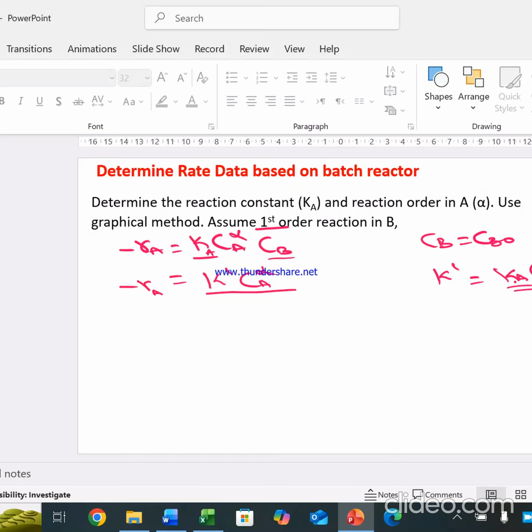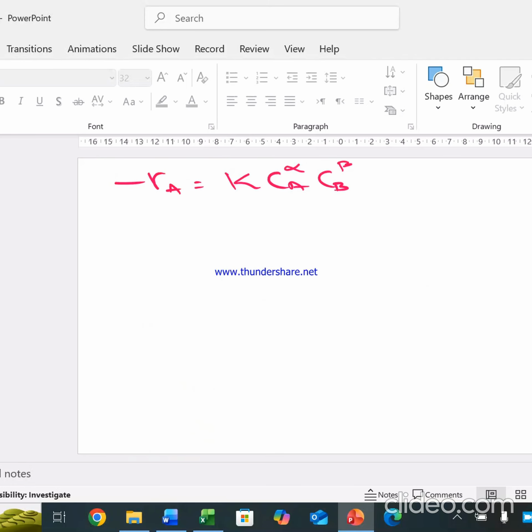So in order to now estimate our k and alpha, we need to, first of all, remember the data here is from batch. So we need to recall the batch design equation, which is dNA/dt equals rA V. So we also assume that our V is constant. Therefore, we can get our concentration data, C equals NA/V. We believe that the V is not changing much, which is reasonable in liquid and isothermal condition.